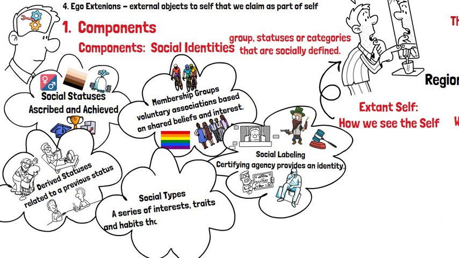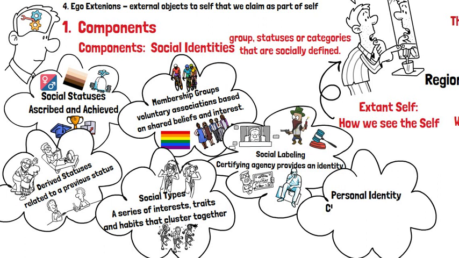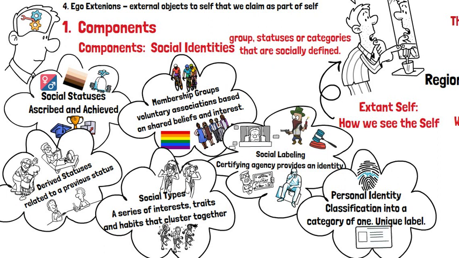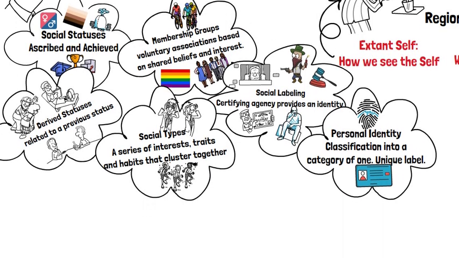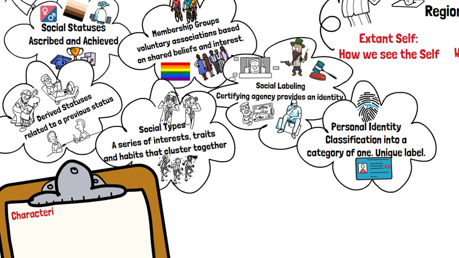Next are social types. These are a series of interests, traits, and habits that cluster together. I am a nerd. I am a health nut. And finally, our personal identity. This is classification into a category of one. It's a unique label to us. I am Lynn. I am a number. I have a social security number that I won't share.